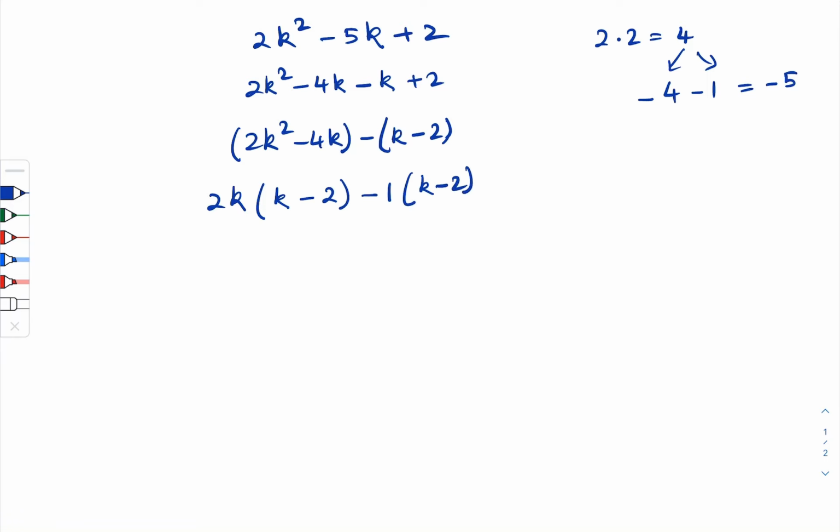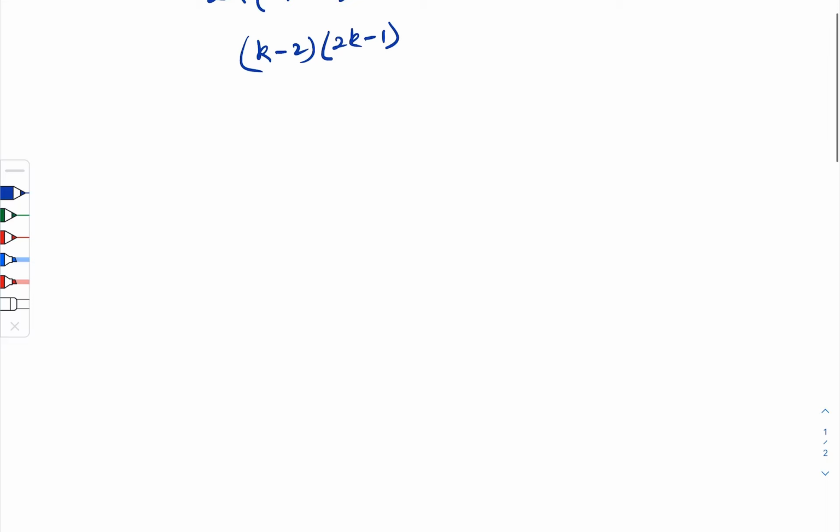Whenever you cannot pull out anything, you don't see any common factors, you need to know that it's just 1. Okay. So again, since these two match, we're on the right track. So k minus 2 written once, and then the rest is in the second parentheses, 2k minus 1. All right, let's try another one.